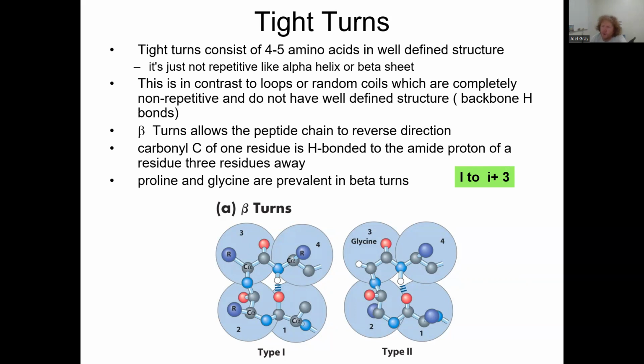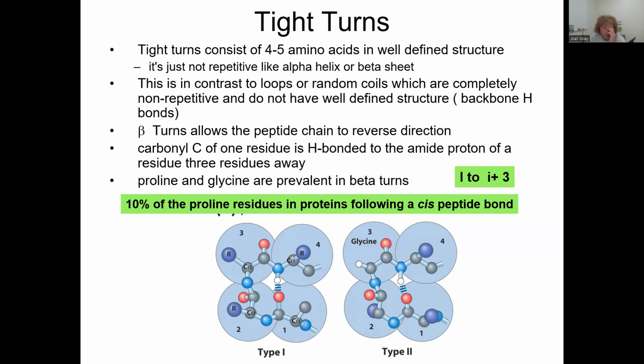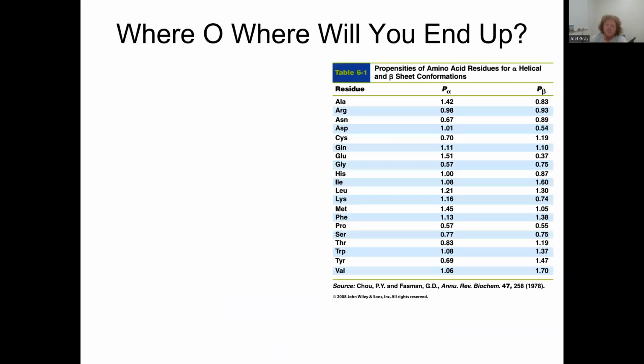Proline and glycine are both very common in beta turns. You can kind of look at it as they break secondary structures and give rise to a turn, which is also a secondary structure. 10% of the proline residues in proteins follow a cis peptide bond.